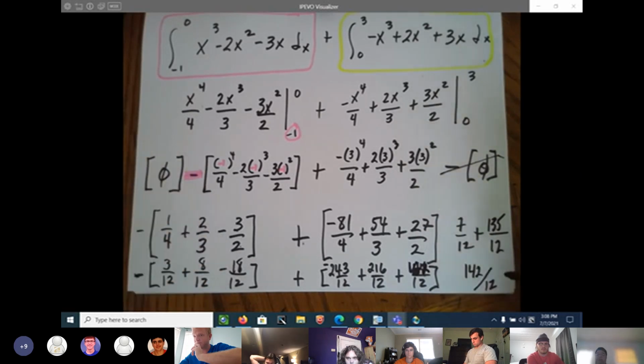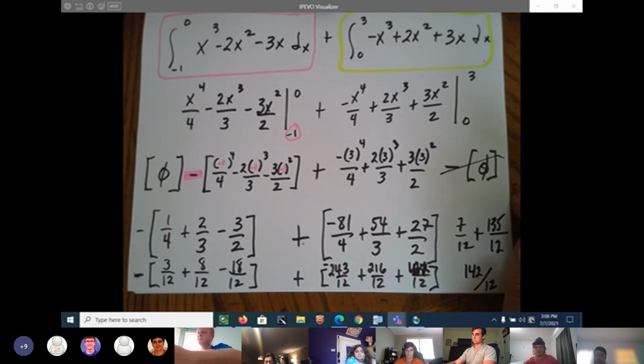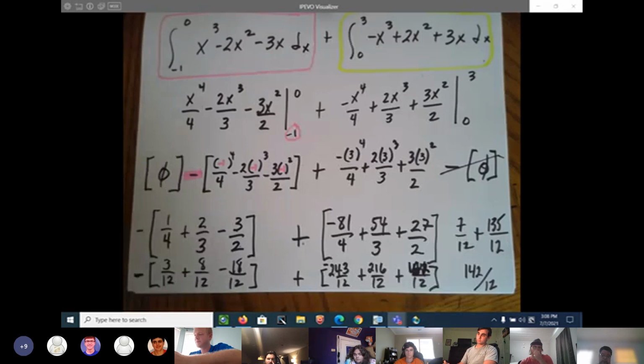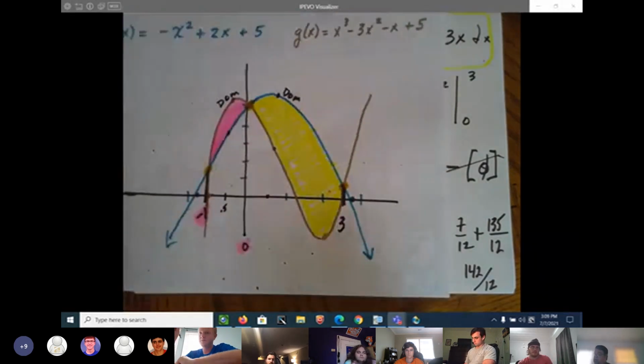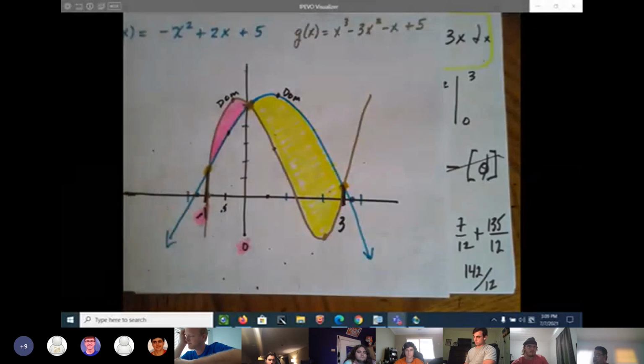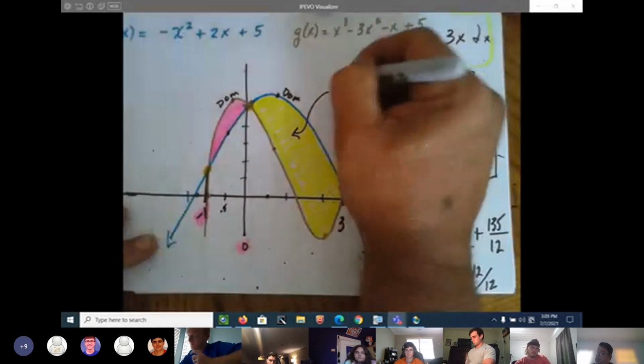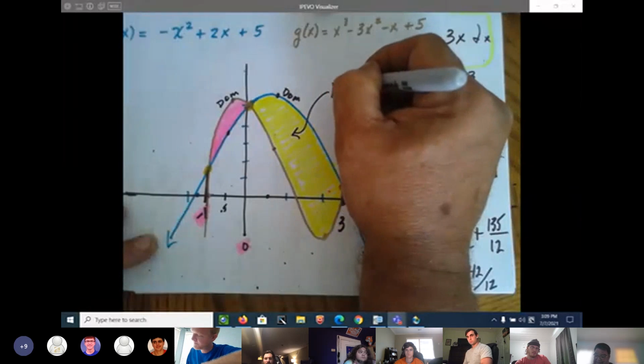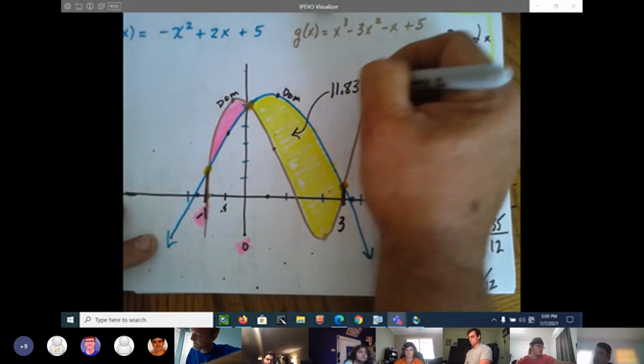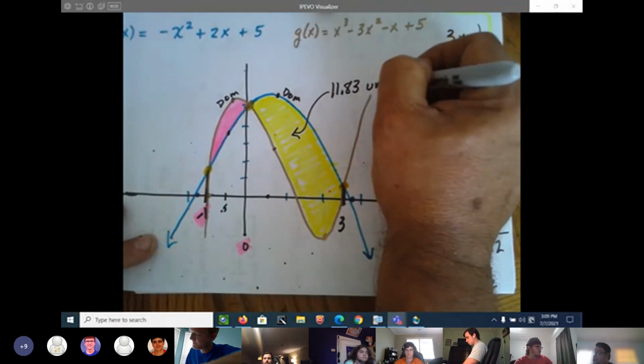Yes. Somebody, what is 142 divided by 12? Give me a number. I was just reducing it. What's 142 divided by 12? 11.83. 11 point what? 83. Square units.